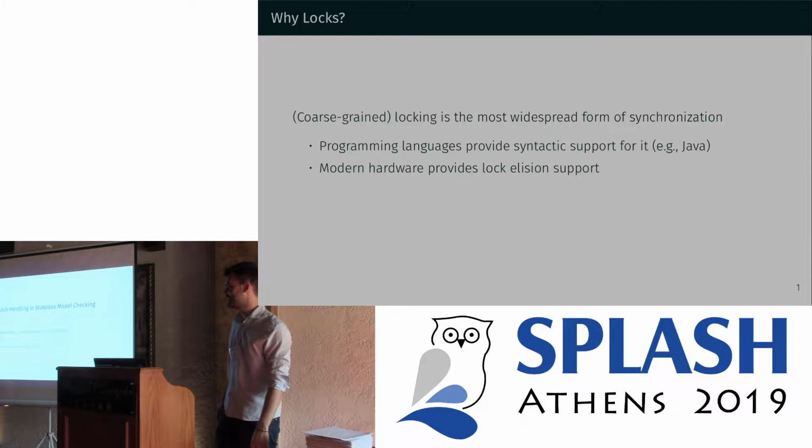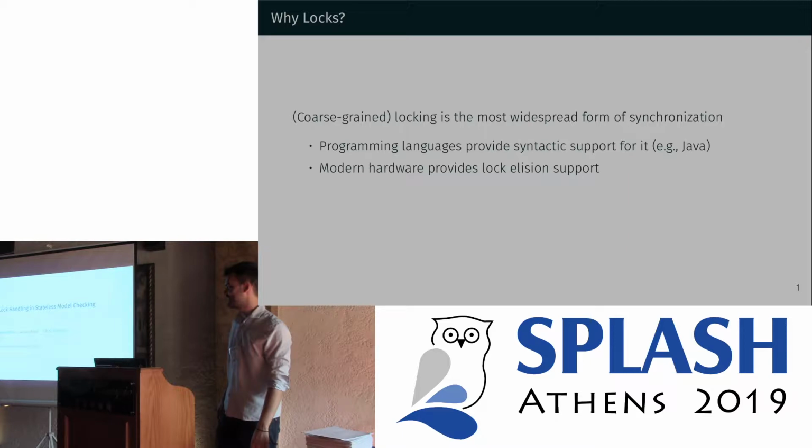First of all, coarse-grained locking is probably the most widespread form of synchronization. And there are a couple of testaments to that as well. There are programming languages such as Java, which even provides syntactic support for it. For example, if you declare the methods of a particular class as synchronized, then they will all share the same lock. But also modern hardware provides lock elision support, which means that hardware manufacturers actually recognize this as a commonly occurring pattern.